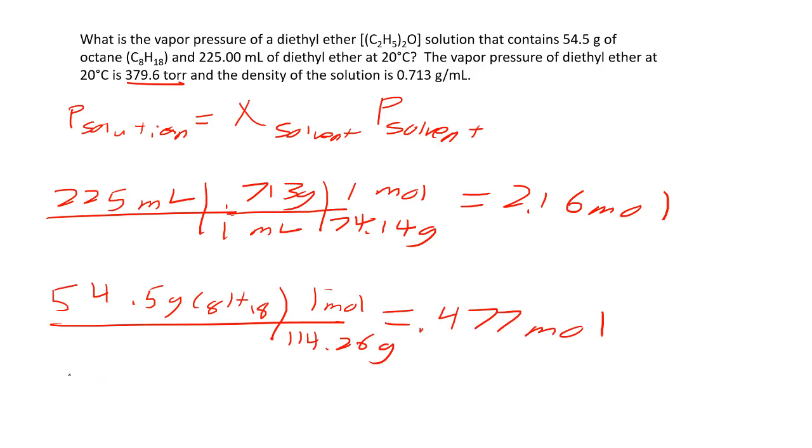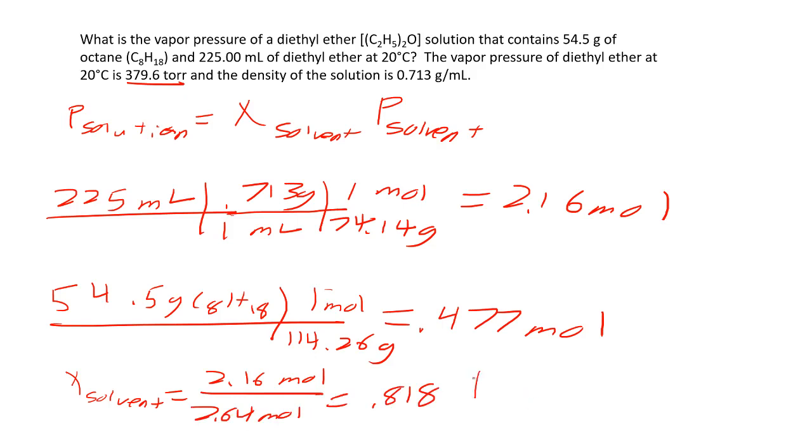So now I need to know the mole fraction of the solvent. And that's simply going to be equal to the moles of solvent, which is 2.16 moles, divided by the total moles, which is just these added together since there's only 2 components, and that's 2.64 moles. So from there, that's going to be equal to 0.818.